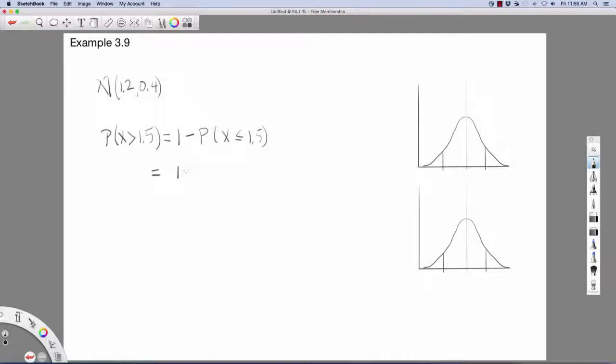So we have 1 minus the CDF function. And remember, when we transform, we take the variable x, subtract off the mean, 1.2, and divide by the standard deviation, which is given as 0.4. This gives us 1 minus the CDF function of 0.75. We go into the back of the textbook, table A.1, and find that this is 0.7734, which gives us an ultimate value of 22.7%.